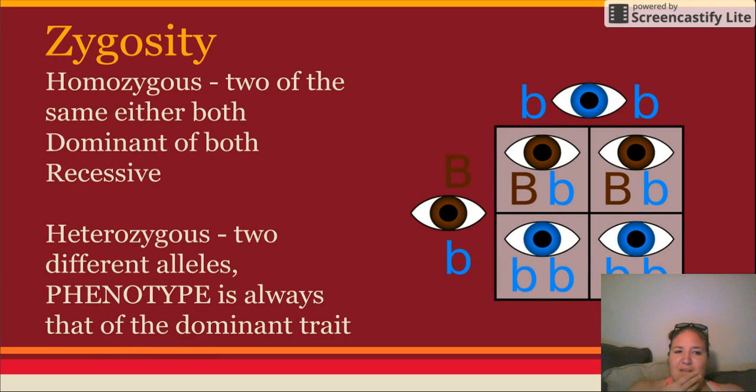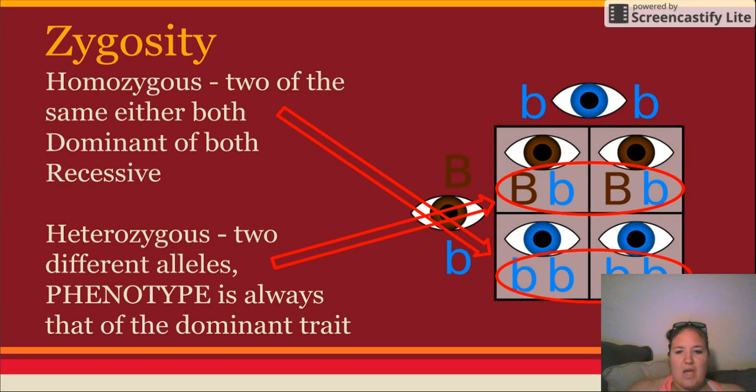So zygosity. Homozygous, like we said, is either two of the same, either both dominant or both recessive. When we talk about homozygous, we're talking about any two that are the same. So you'll notice on the bottom we have two different possibilities of offspring being blue-eyed, and they are homozygous recessive.